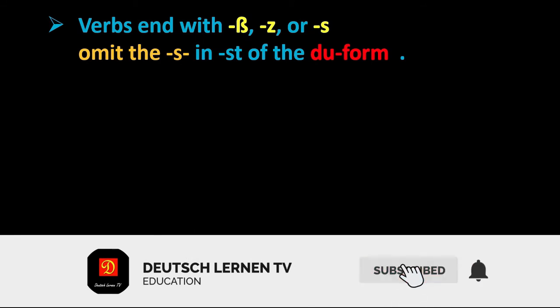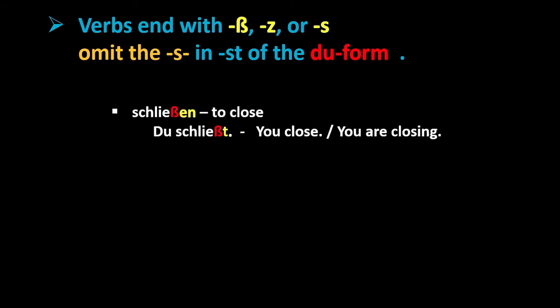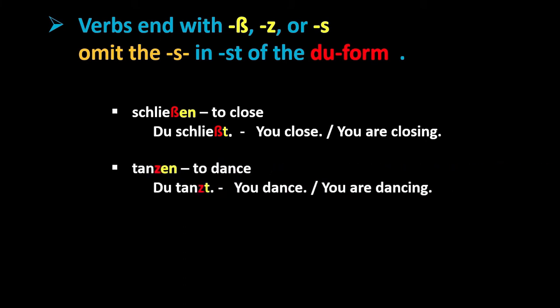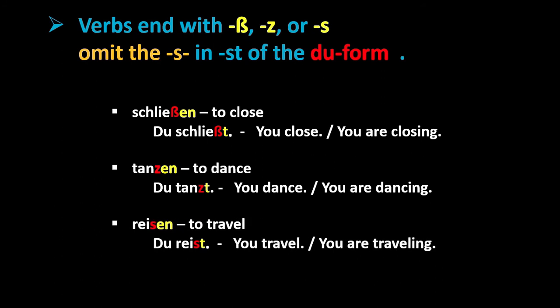Now in this type of verbs, conjugation is the same as we did in the lesson part 5.2. The difference is we omit the s in the st of the du form. Let's see some examples. Schließen, to close. Here in the du form we only add t. Du schließt, you close or you are closing. Likewise with the verb tanzen, du tanzt, you dance or you are dancing. With the verb reisen, du reist, you travel or you are traveling.